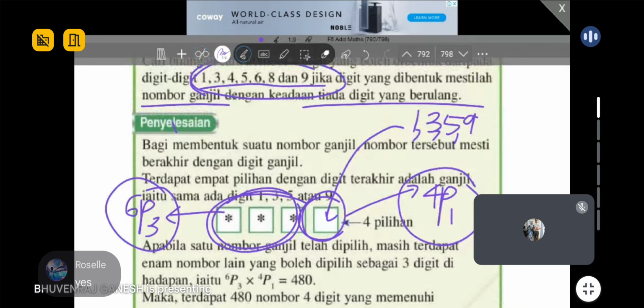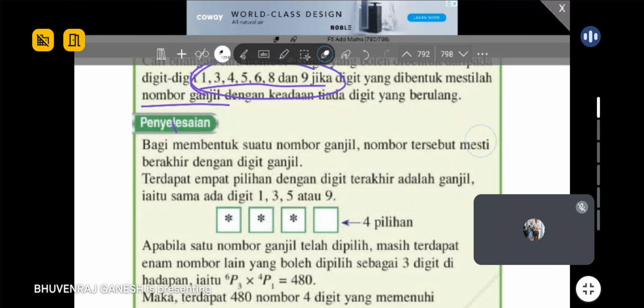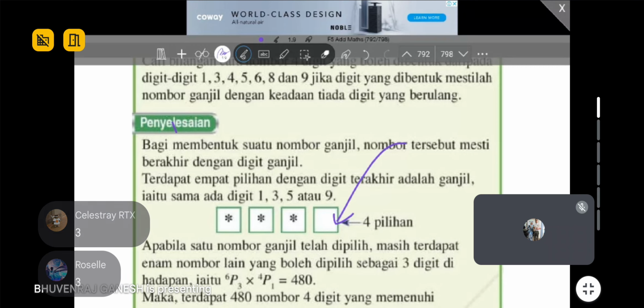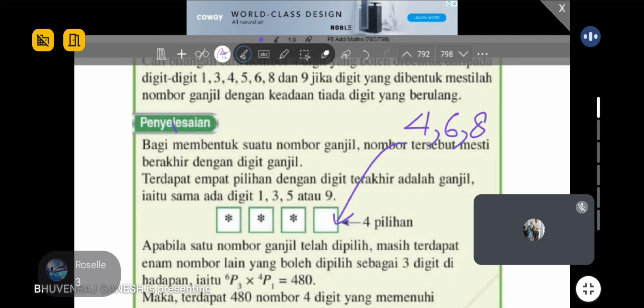Can you all understand, guys, how to solve the question? Okay, now I modify the question. Let's say the question asks, how many even numbers can I form? Berapa jumlah nombor genap? So guys, can you all tell me, how many digits can I put at the last position kalau nombor genap? Okay, very good. 4, 6, 8. So total is 3 numbers.